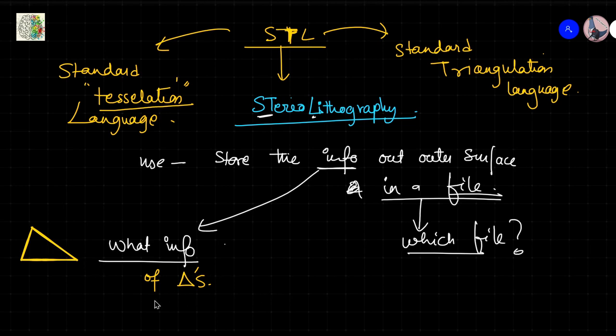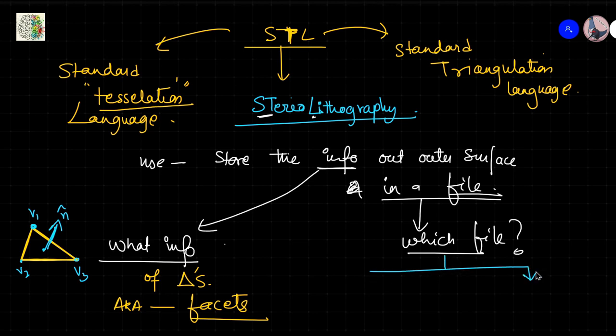Okay, now what info of these triangles? Actually, these triangles are called facets, also known as facets. So for every facet, there are two sets of information which will be required. One will be your vertex coordinates v1, v2, v3 and the normal vector to it. Okay, and second one, which file. There can be two files for it. One is your ASCII file or another one can be your binary file.